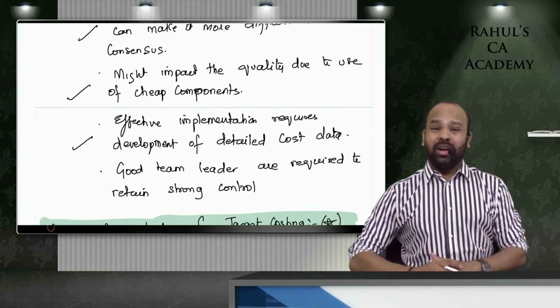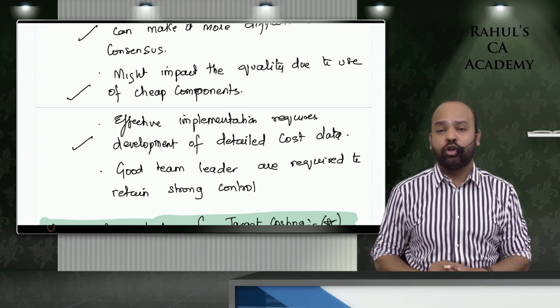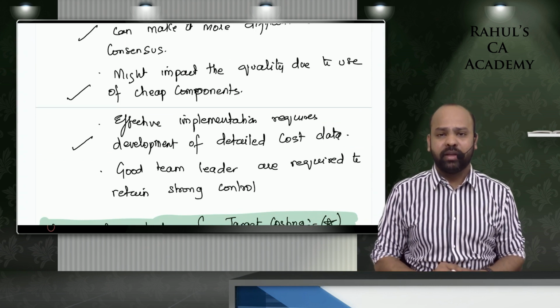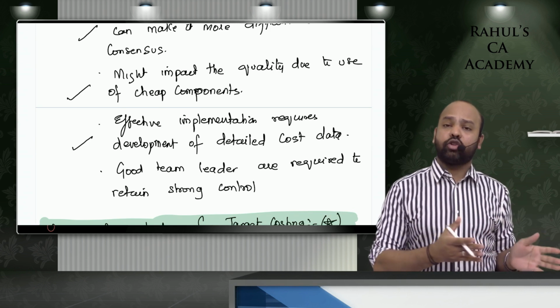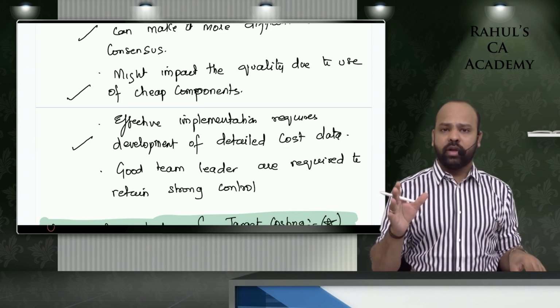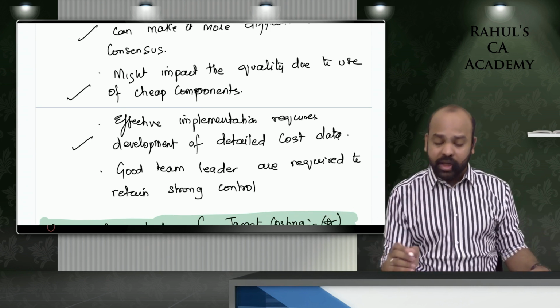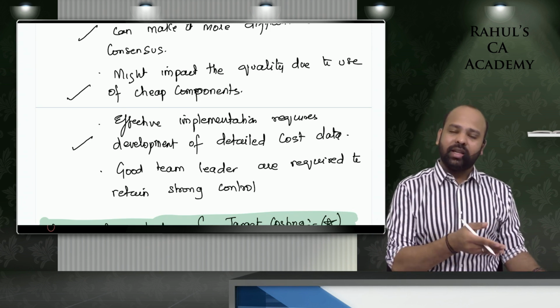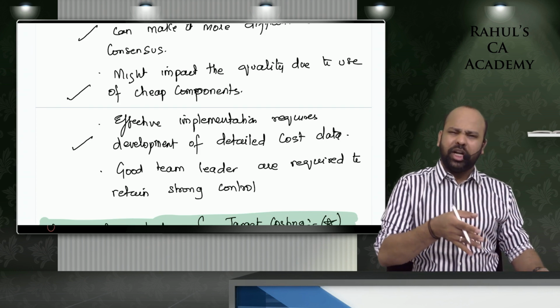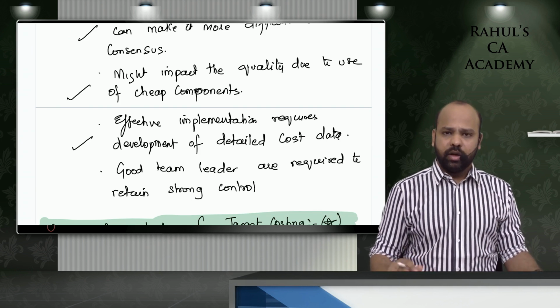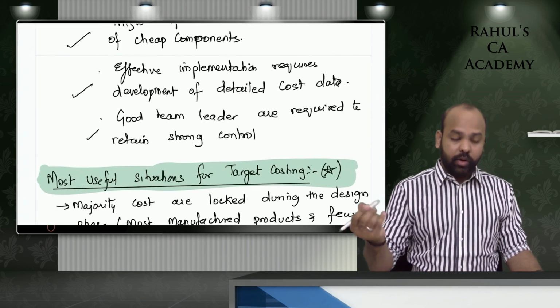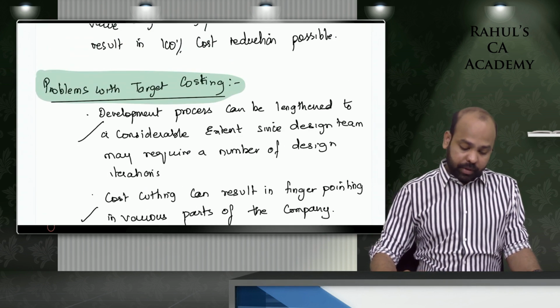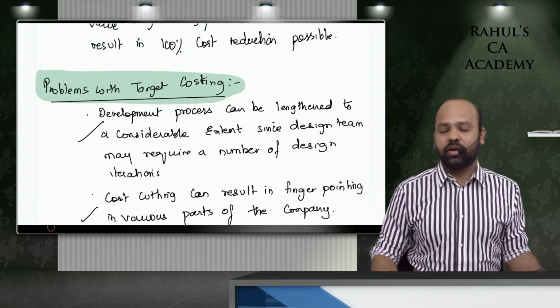You will need details of a very huge amount of cost data, guys, for you to actually implement this effectively. Where all is the cost being incurred? What are the cost drivers? Everything. But it is not just about knowing material cost is this much, labor is this much, overheads are so much. Why are you incurring that? What are the cost drivers behind it? Detailed cost data would be required, guys. Okay? A good team leader is required to retain strong control over the entire team. Perfect, guys. So these are the problems with target costing.